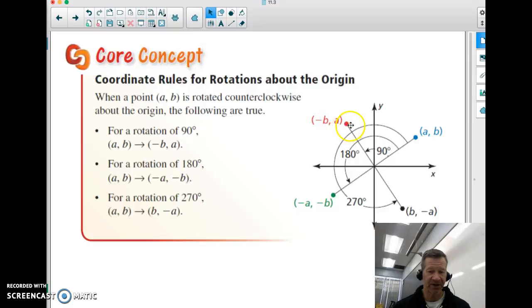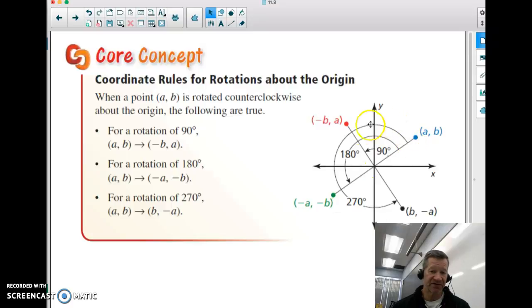coordinates from that, okay? If I rotate 180 degrees in a counterclockwise manner, and actually this would be the same if it were clockwise, notice they don't switch around this time, but they both become opposite. So positive a, positive b becomes negative a, negative b.